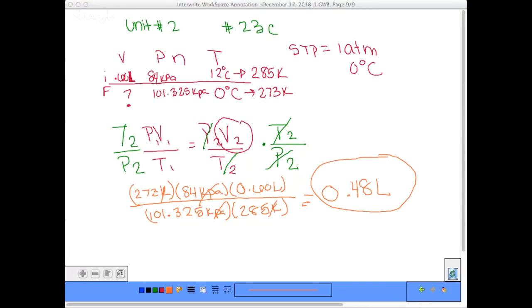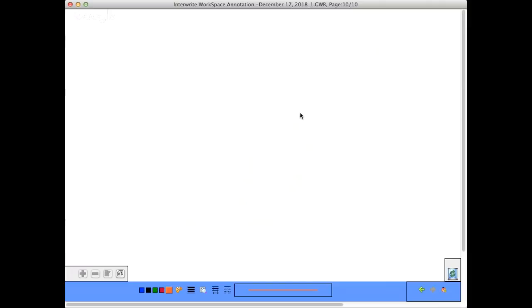Okay, so let's look at 1D on the Unit 2. 1D is a combined gas law problem. I'm not going to do another combined gas law problem. So look at the last one that we just went over, because that was a combined gas law problem. That's the same thing as 1D. You just need to make sure that, instead of solving for volume, this time you're solving for P2.